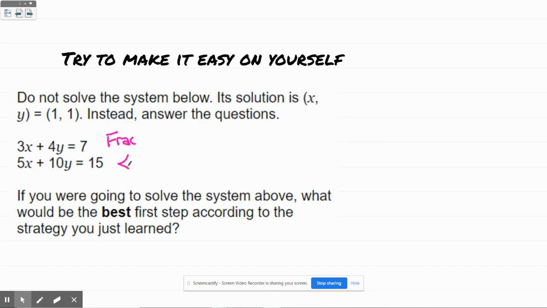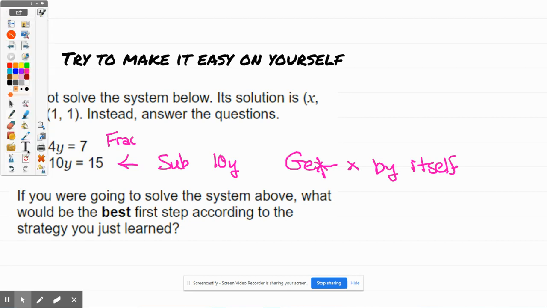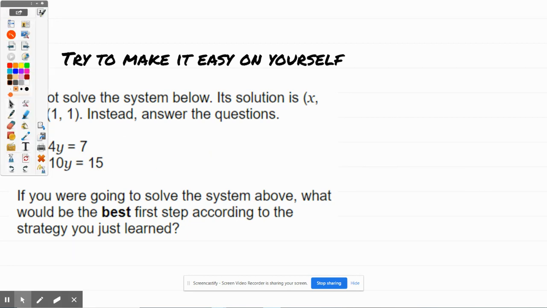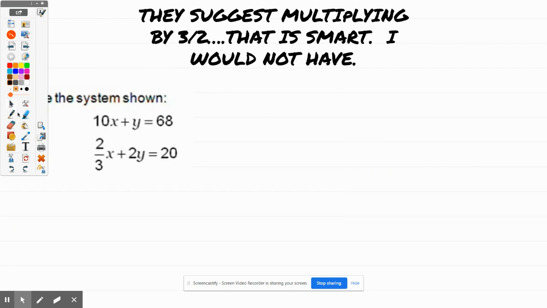So I would use the bottom to get x by itself. So I would subtract 10y first and get x by itself. That would be the strategy I would use so that I don't have to get fractions. It's not wrong to use fractions. It's just usually easier for you if you don't.